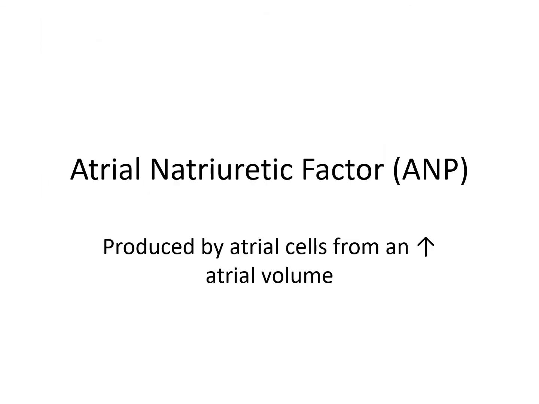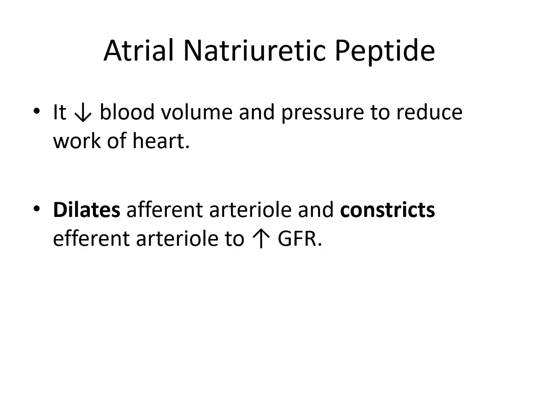Atrial natriuretic peptide, ANP, is produced by atrial cells in response to an increase in atrial volume. So it's one of the few effectors that will decrease blood volume and blood pressure. So atrial natriuretic peptide will decrease blood volume and pressure to reduce the work of the heart. It does this by dilating the afferent arteriole and constricting the efferent arteriole to increase the glomerular filtration rate.